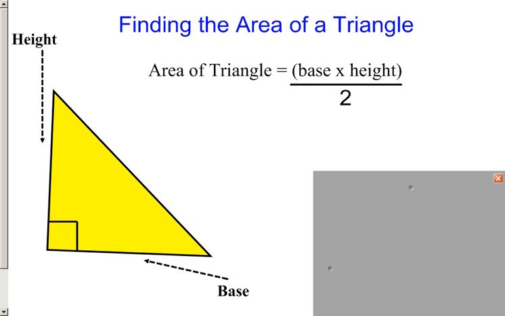Hi, this is Mr. Marzillier, and we're taking a little bit of a closer view of finding the area of a triangle. Well, the area of a triangle is found by taking the product of the base and the height and then dividing that by 2.